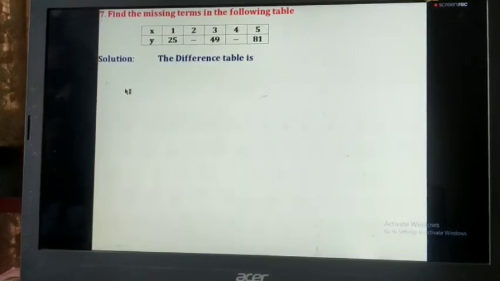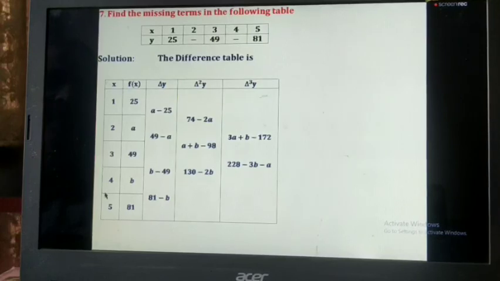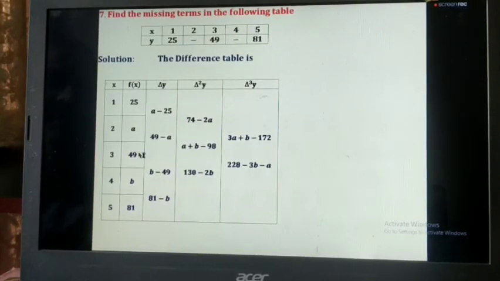Solution. The difference table: x is given as 1, 2, 3, 4, 5. f(x) is 25, then where it is not given, the first missing term I take as a, 49 keep as it is, the second missing term I take as b, and it is 81. Find out the differences: a minus 25, 49 minus a, b minus 49, 81 minus b.